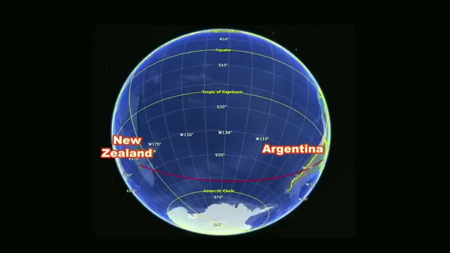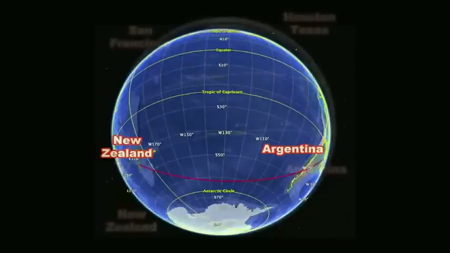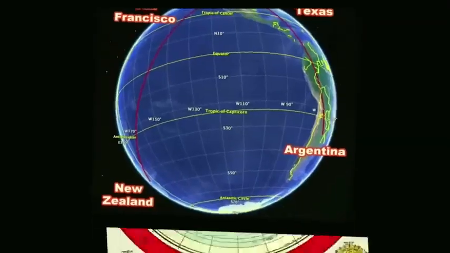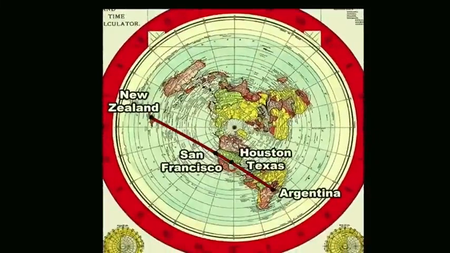And New Zealand to Argentina, that's the shortest way according to Google Earth. But this is the way that they go. They go all the way up to San Francisco, Houston, Texas, and Argentina. Does that make any sense? Look at it on a flat Earth map. That makes sense. Straight line.